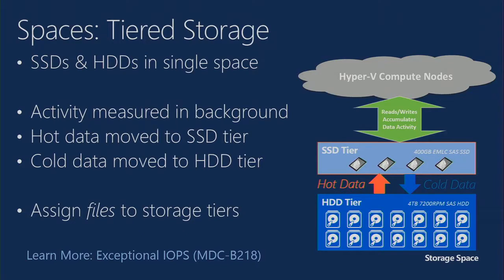So tiered storage had two parts to it. The first part was how you can have SSDs in front of your spinning media. Here the activities are measured in the background. They move the hot data to the SSDs. It happens in the background, and you get the benefits over time. The cold data gets moved to the hard drive tier. So tiering is automatic. You don't have to worry about it. In fact, as an IT admin, if you prefer, you can explicitly assign files to the hot areas as well.